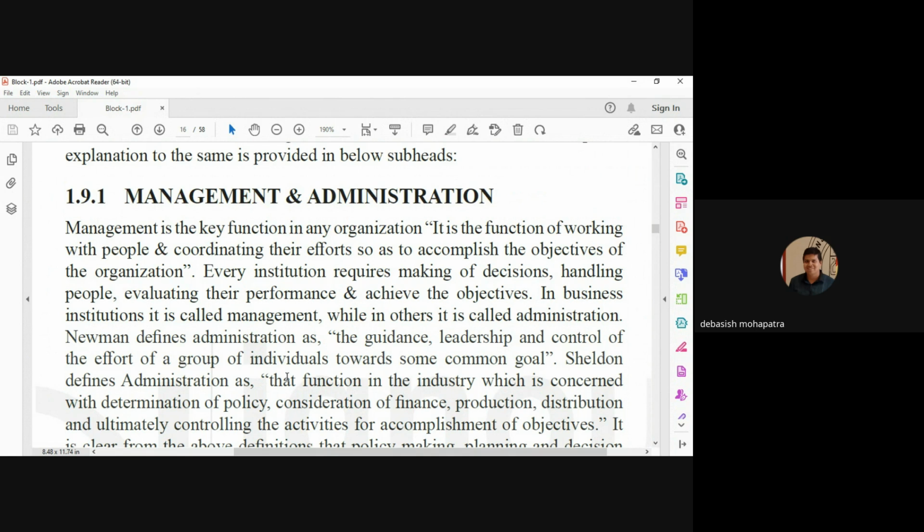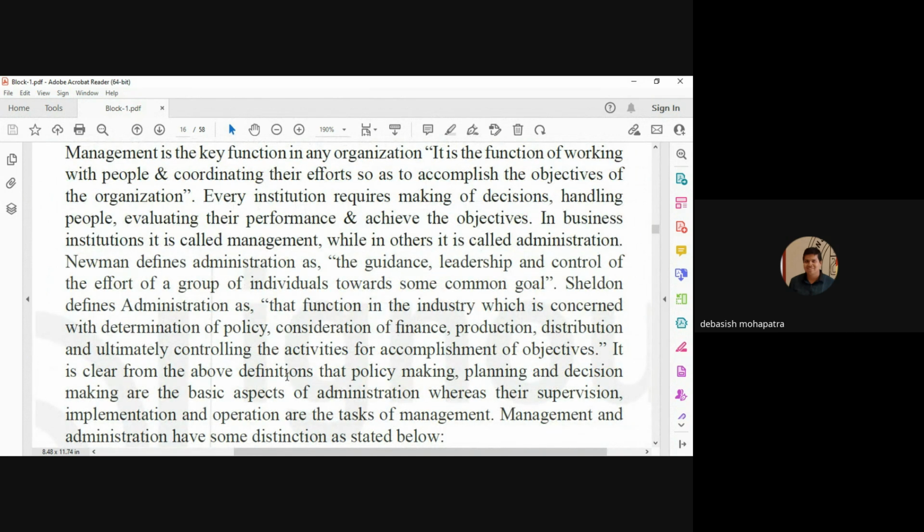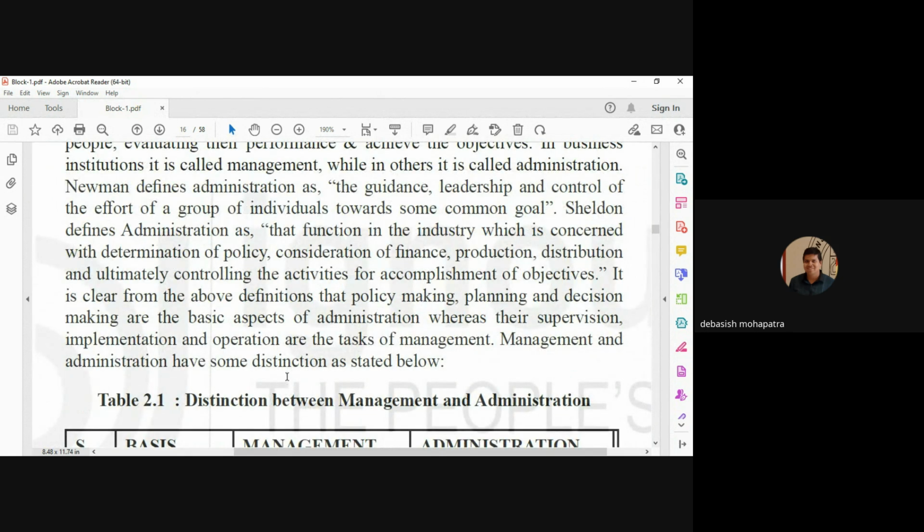Newman defines administration as the guide, leadership, and the control of the efforts of a group of individuals towards some common goal. Seldon defines administration as that function in the industry which is concerned with the determination of the policy, consideration of finance, production, distribution, and ultimately controlling the activities for accomplishment of the objectives. So it is clear from the above definitions that policy making, planning, and decision making are the basic aspects of administration, whereas supervision, implementation, and operation are the tasks of management.